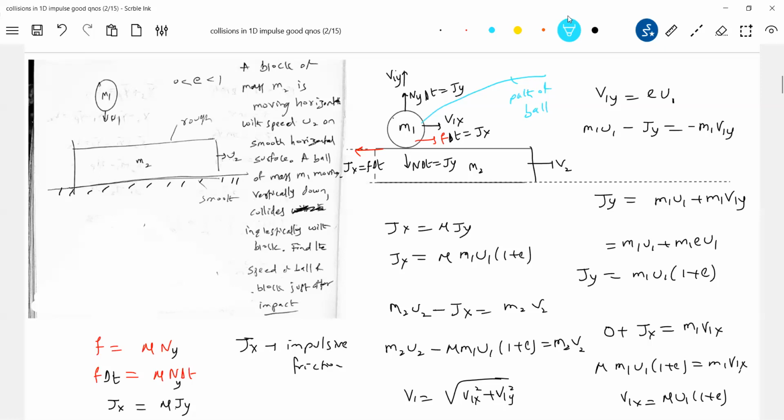Impulsive friction. You have seen impulse due to normal contact, impulse due to string, and impulse due to friction. Like that, several forces will come, and suddenly their magnitude increases. Impulsive friction you have to take into account.